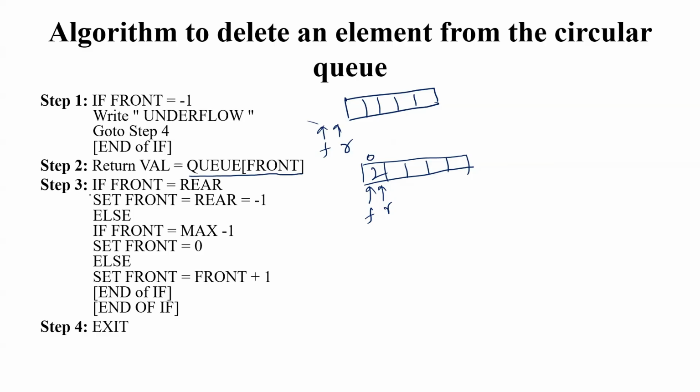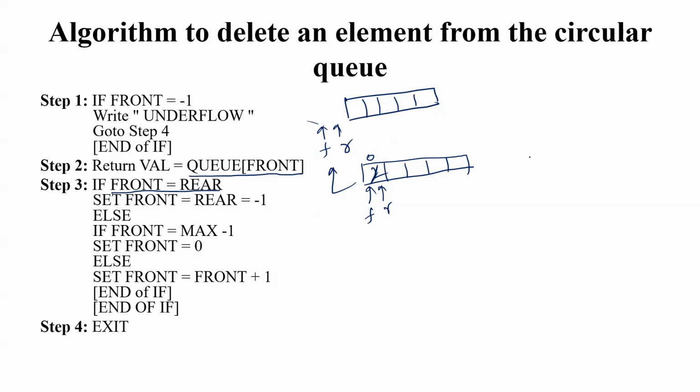Then what will we do? We'll check some conditions. If front is equal to rear, then we have to set front and rear both equal to -1. Why? Because when we delete this 2, we have to empty the queue. Basically, we empty the queue. That's why front and rear value both we will set to -1.